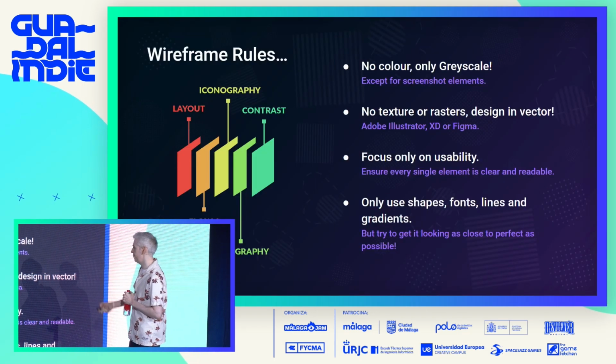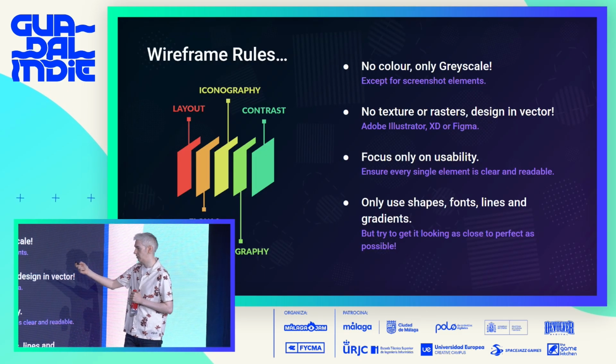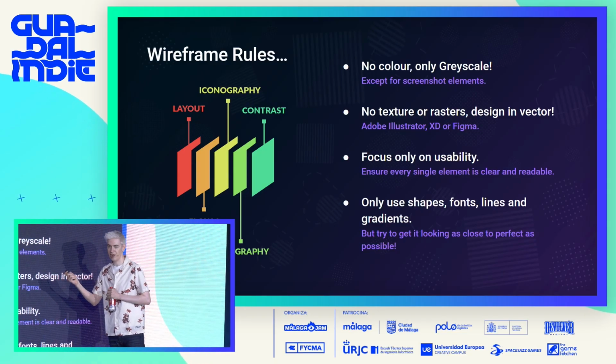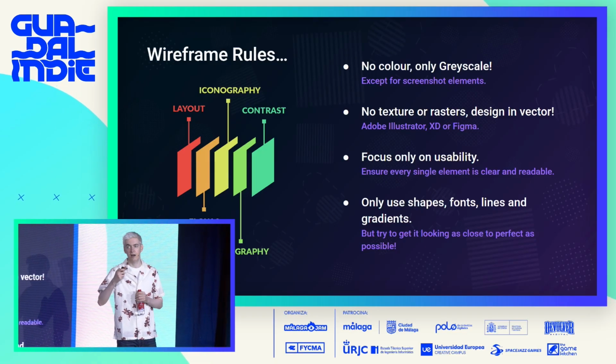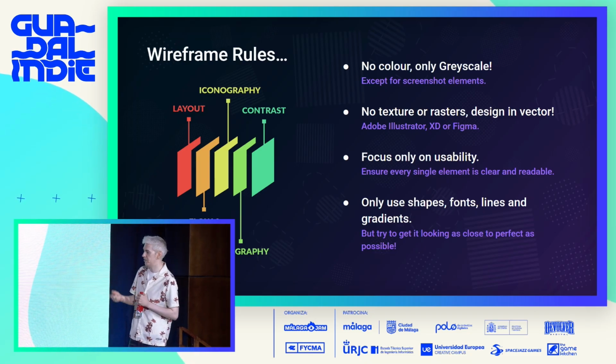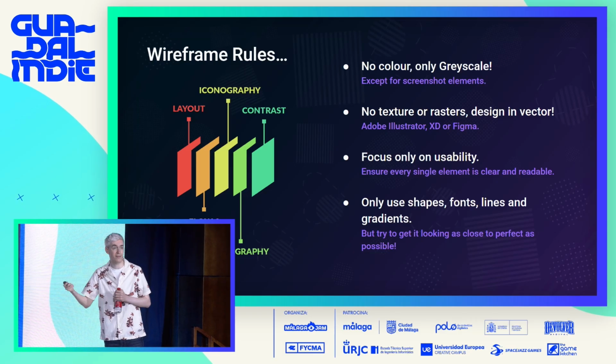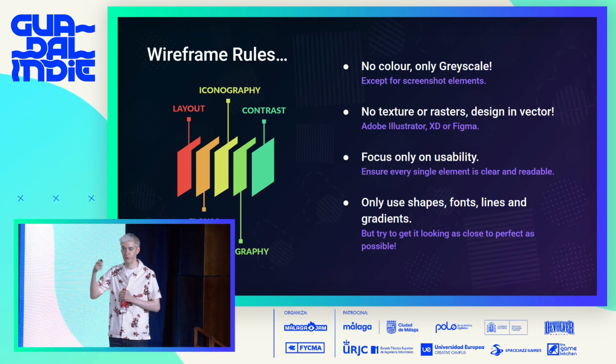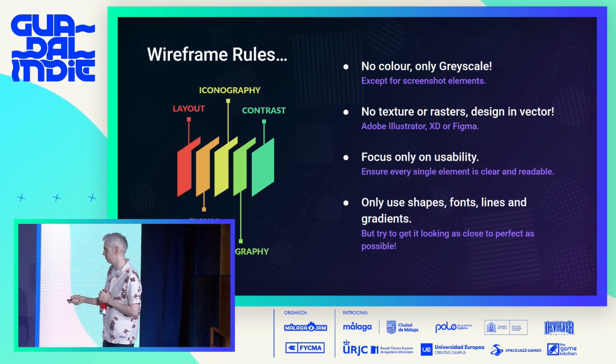So when you're creating wireframes, no color, only grayscale. But you can use color for screenshot elements. For example, HUD screenshots you should really turn into grayscale so you can work in grayscale. But if you've got something like a character model, or icons you've already made for items and stuff like that, you can still keep those as color. It doesn't really matter too much.